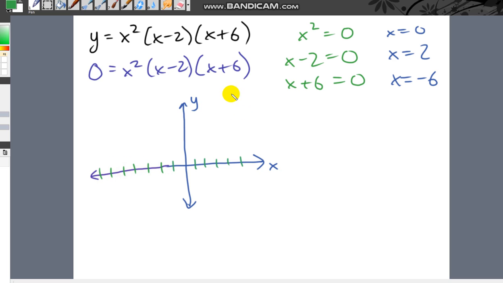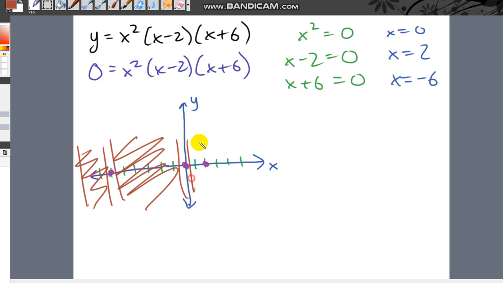We need to take the x-intercepts we determined earlier and plot them on our graph. So we plot x is 0, x is 2, and x is negative 6. So 1, 2, 3, negative 3, negative 4, negative 5, this is negative 6. Now we need to test values in between each of the intervals. We have an interval here, here, here, and there.